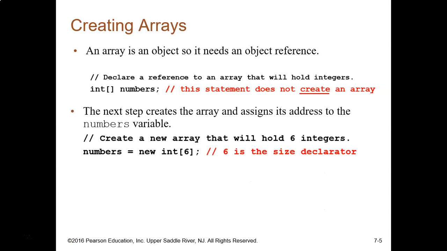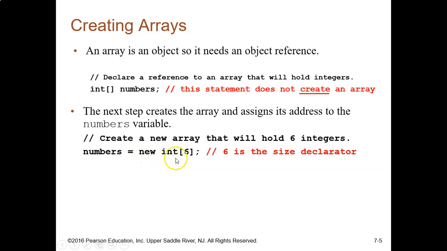All right, now the next step creates the array and it assigns its address, because remember, it's an object reference, it assigns its address to the numbers variable. So now that we have declared it up here, we already did the declaration, we can now in a new line say numbers equals new. Here we are, we're now creating the array.